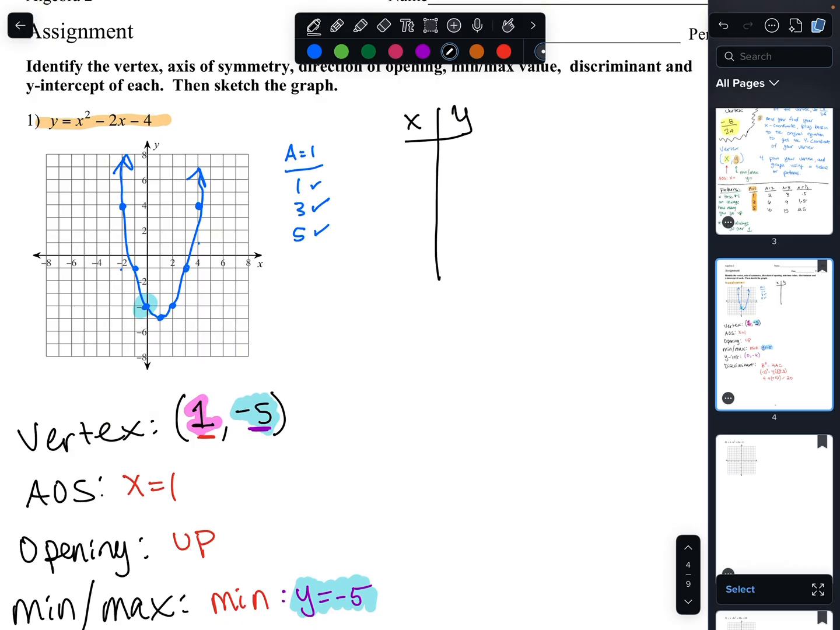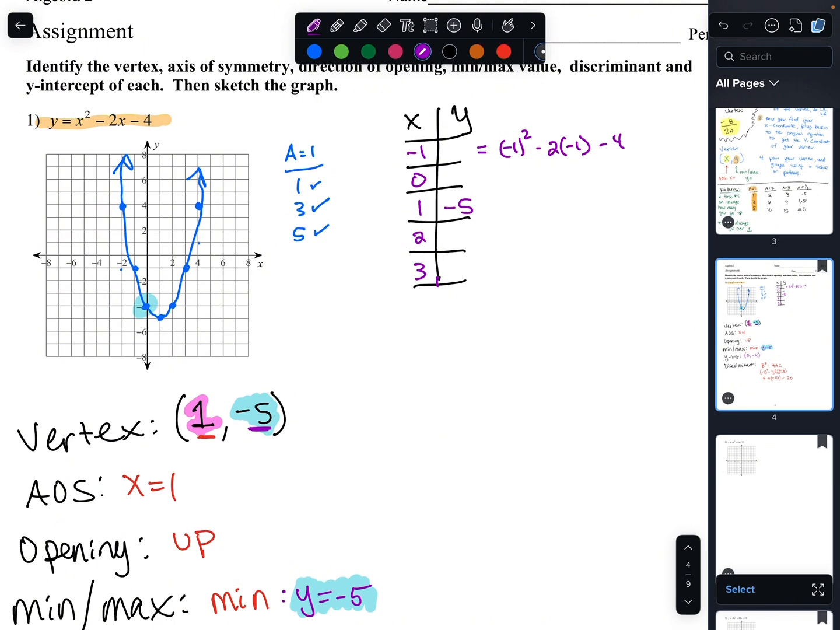And our vertex is at 1, negative 5. And I like to use the numbers just below 1 and just above 1. Okay? So we're going to plug all of those numbers into the formula. So I got to do negative 1 squared minus 2 times negative 1 minus 4.